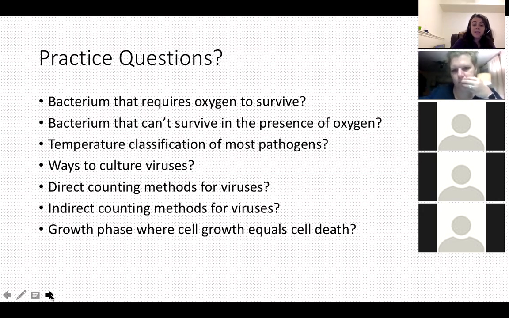The temperature classification of most pathogens. So we had psychrophile, mesophile, thermophile, hyperthermophile. Most pathogens are going to be mesophiles because they like our temperature.